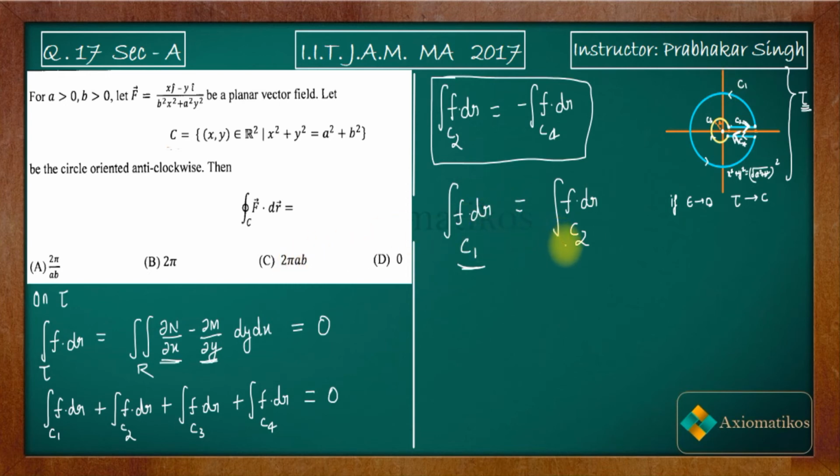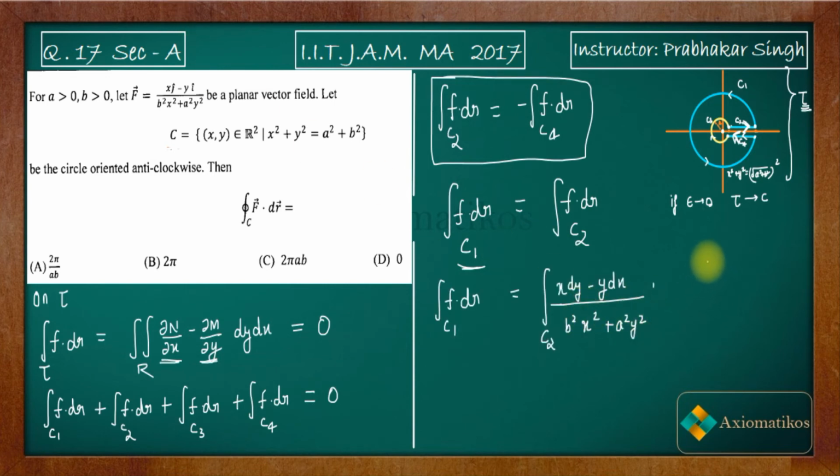Now let us try to see what we have. What I will do is use polar coordinates. C2 is a circle of epsilon radius, so I will choose y to be epsilon sine theta and x to be epsilon cos theta. So if y is epsilon sine theta and x is epsilon cos theta, and you place it here, what we will get, let us see, x dy.